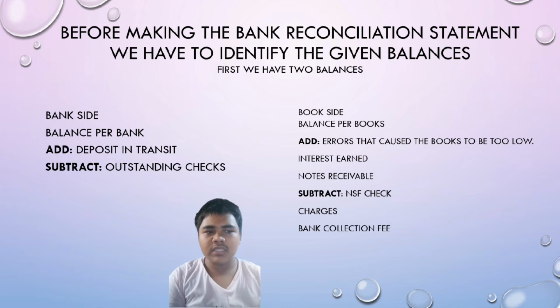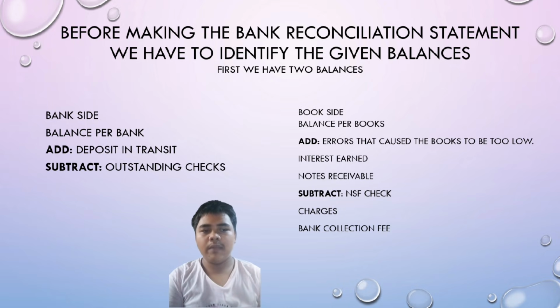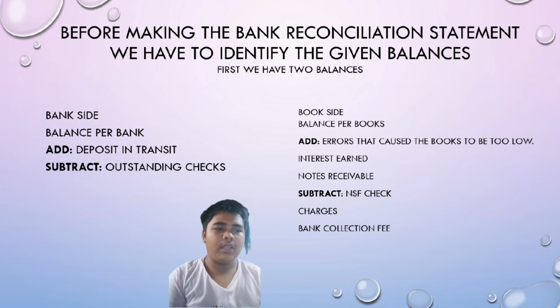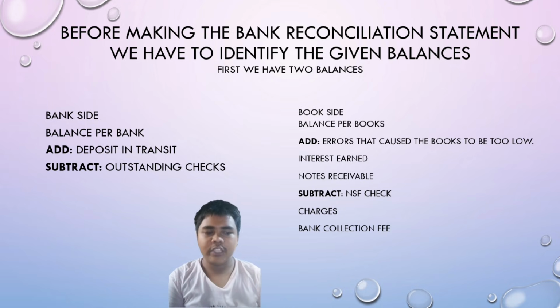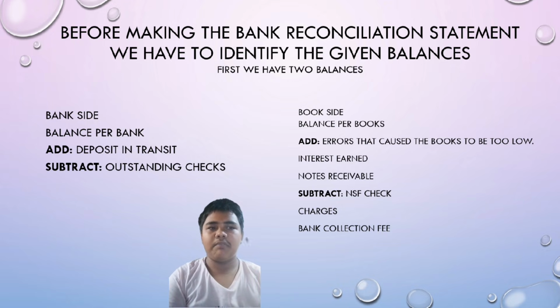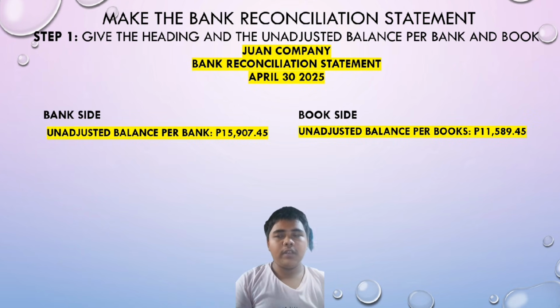Next, on the book side, we have the unadjusted balance per book. We have to add the errors that cause the books to be too low, interest earned, and note receivable. Then you have to subtract the NSF check, which is non-sufficient funds, bank charges, printing charges, and last, the bank collection fee, until you get the adjusted balance per book. Now we know the two balances, and the items need to be put separately. We are now going to make our first bank reconciliation statement step by step.